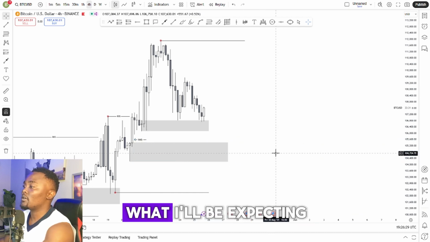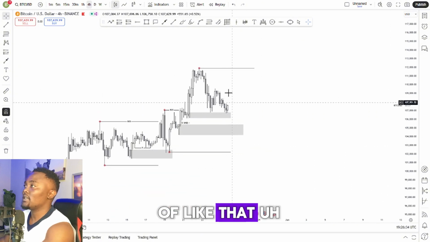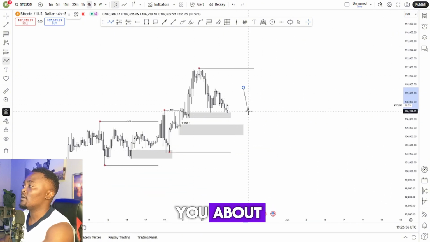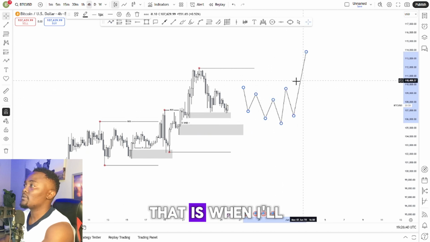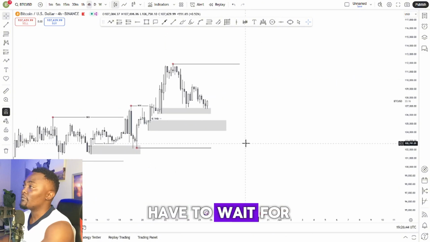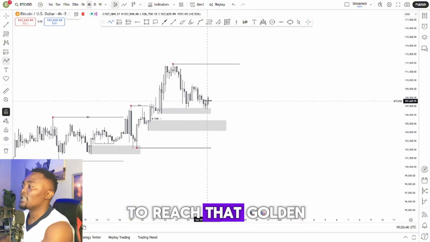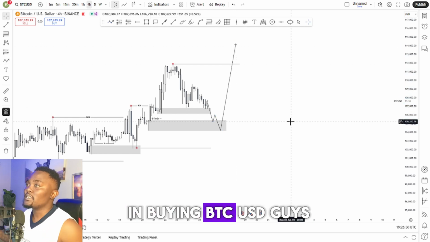So now what I'll be expecting on the lower time frame is to get that confirmation that I told you about. Let's say we push down just like that, get a change of character, then that is when I'll be looking for buying opportunities. But if it fails, I know that I have to wait for the market to do what? To reach that golden zone, which is this one. Then I'll be interested in buying BTC USD, guys.